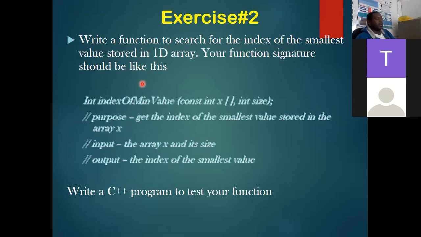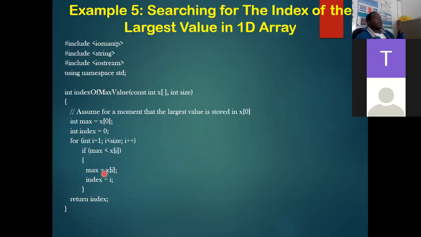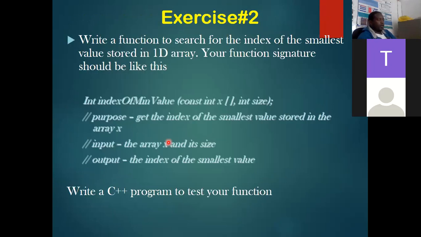Now the exercise: write a function to search for the index of the smallest value. So in that case, if you look at it closely, you can only change this sign to greater than, and everything will become, you will be looking for the smallest. You can see, just change this sign, then you're picking the smallest value, right?